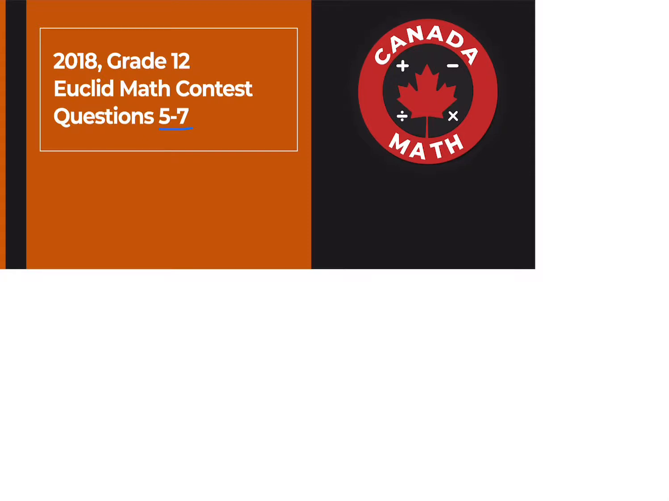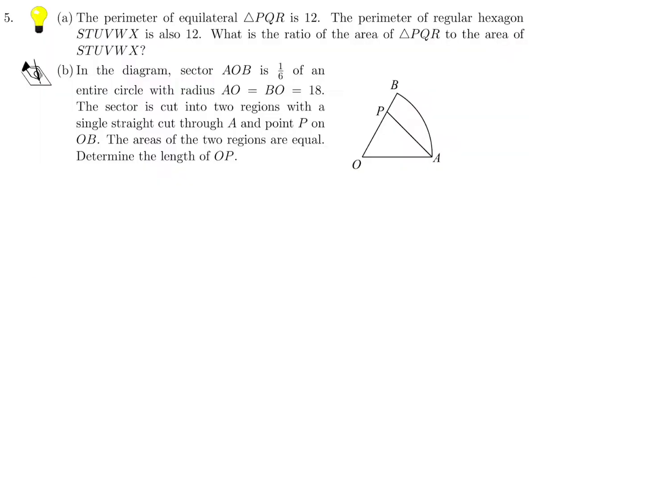Questions 5 through 7 on the 2018 Grade 12 Euclid Math Contest. The perimeter of equilateral triangle PQR is 12. The perimeter of regular hexagon STUVWX is also 12. What is the ratio of the area of the triangle PQR to the area of STUVWX?